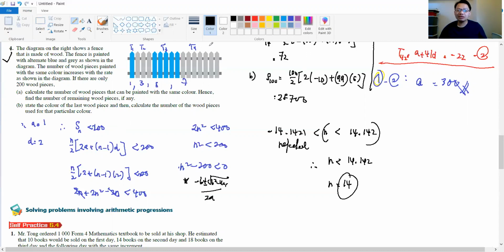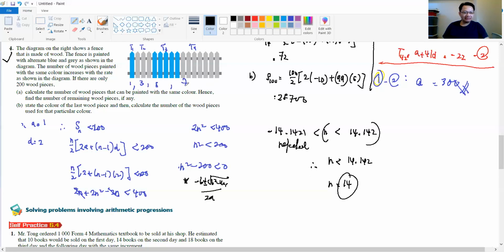All right. So n equals 14. Calculate the number of footprints that can be painted by the same color. That means the answer is 14. Okay, 14 sections. We cannot use the term here because of different colors, right? So this is the first section, second section, third section, fourth section. We got 14 sections. All right.